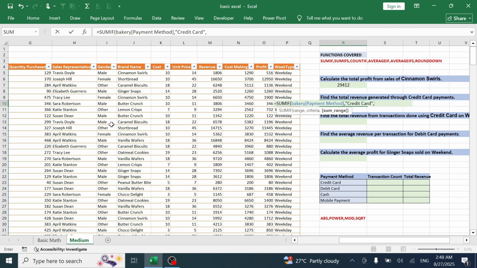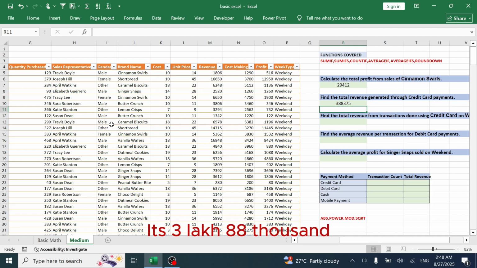The criteria will be credit card, and the sum range will be, we need to calculate revenue, so we need to give the revenue column, bakery revenue tab, and close the bracket. So total revenue generated from credit card is 38 lakhs.